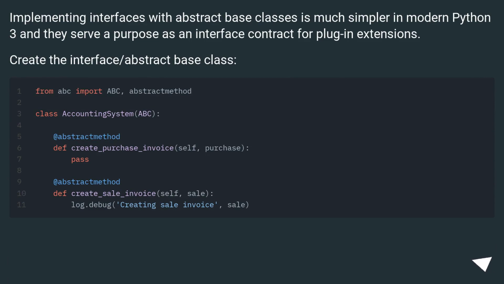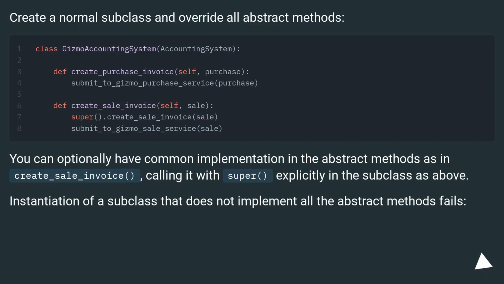Implementing interfaces with abstract base classes is much simpler in modern Python 3, and they serve a purpose as an interface contract for plugin extensions. Create the interface/abstract base class. Create a normal subclass and override all abstract methods.